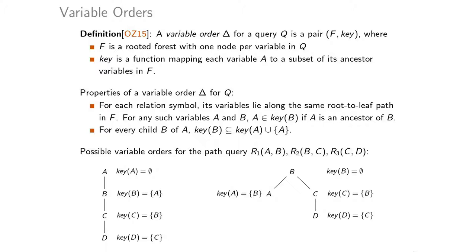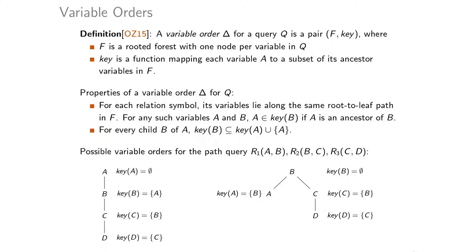In particular, for each relation symbol, its variables will lie along the same root-to-leaf path, as I mentioned, in F, and for any such variables A, B that appear in the same relation, A is in the key of B if A is an ancestor of B. You have to have this condition. So that's the way you populate key. But in addition, there is something else, namely that for every child B of a node A, right, its keys are included in the key of A, union A itself.